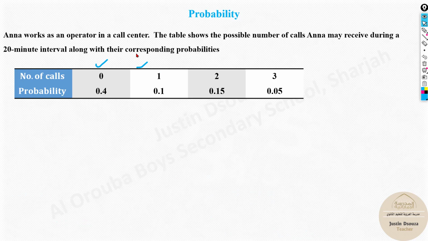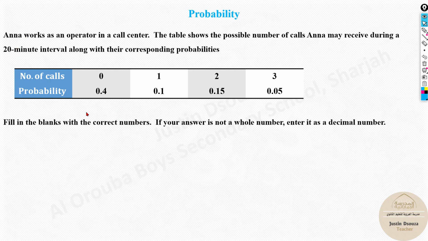Let's see another problem over here. Anna works as an operator in a call center. The table shows the possible number of calls Anna may receive during a 20-minute interval along with their corresponding probabilities. Now in a 20-minute interval, 0 calls has a 40% chance, 1 call is 10%, that's 0.1, 2 calls is 0.15, and 3 calls is 0.05. So whenever you take an interval of 20 minutes, these are the results. It's only for 20 minutes.